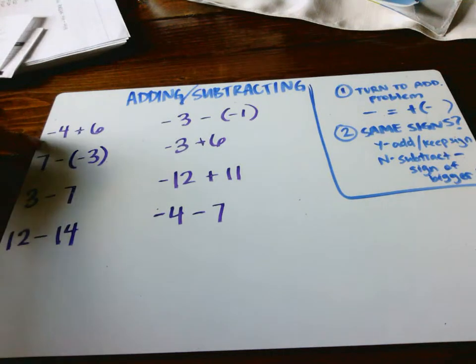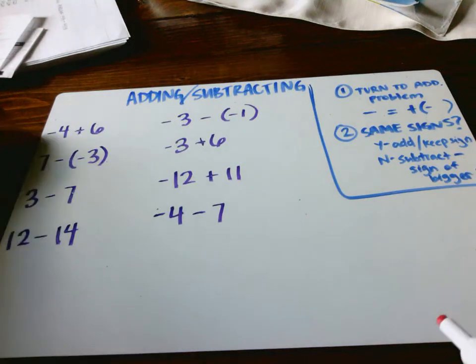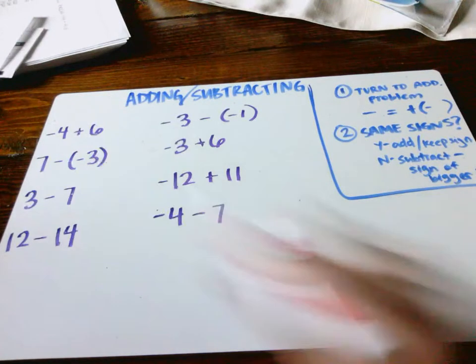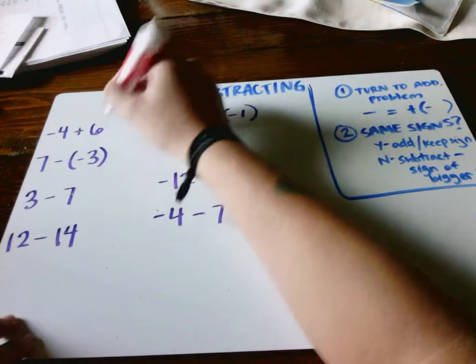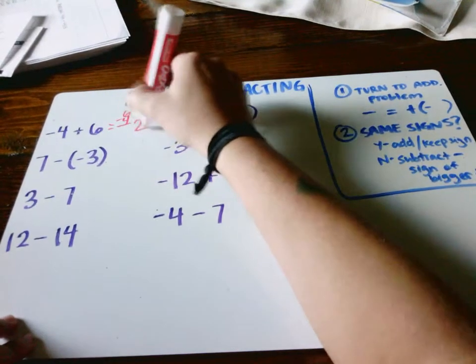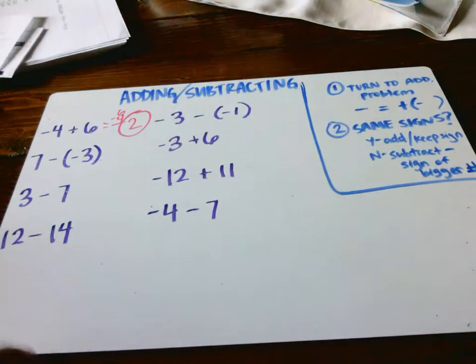So you've got -4 plus 6. Well, it's already an addition problem, so we're going to skip to step 2. Do they have the same signs? Well, I see that I have a negative and a positive, so they do not. So I'm going to subtract and keep the sign of the bigger. 6 minus 4 is 2. Is 6 or 4 bigger? Well, 6 is, so it's positive.